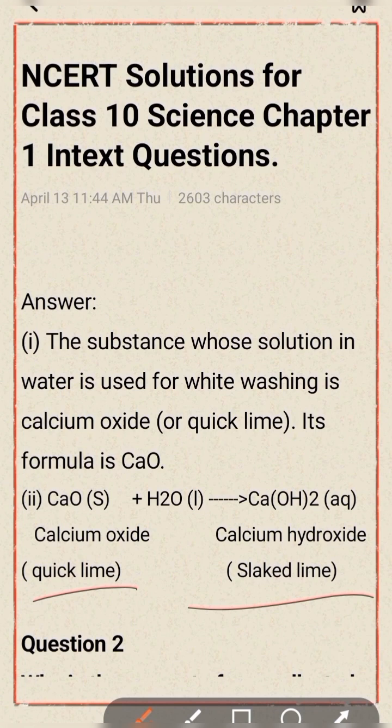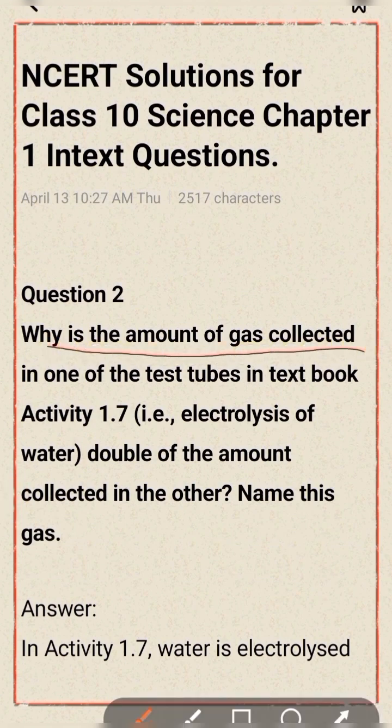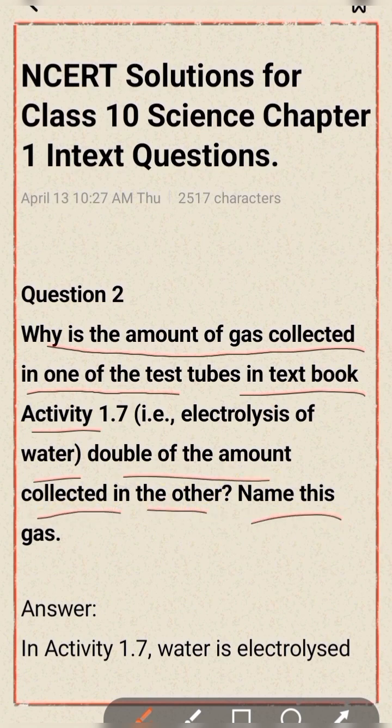Quicklime formula CaO, slaked lime formula Ca(OH)2. Okay, next question number 2. Why is the amount of gas collected in one of the test tubes in textbook Activity 1.7, that is electrolysis of water, double the amount collected in the other? Name this gas.